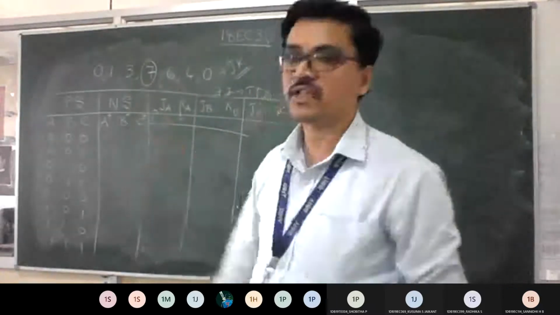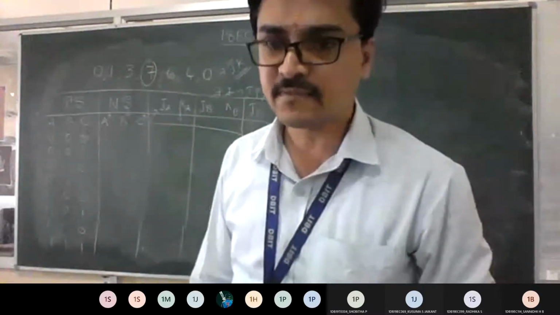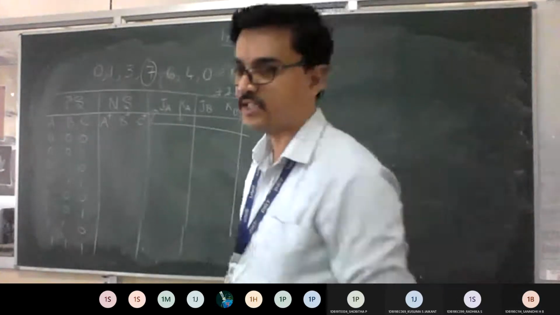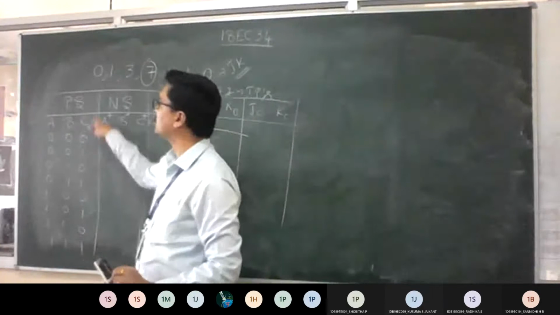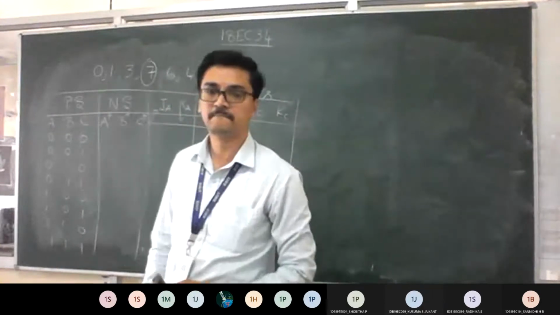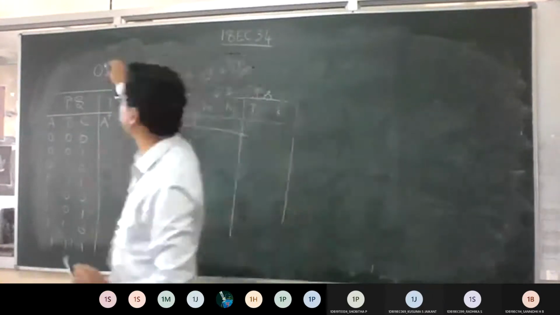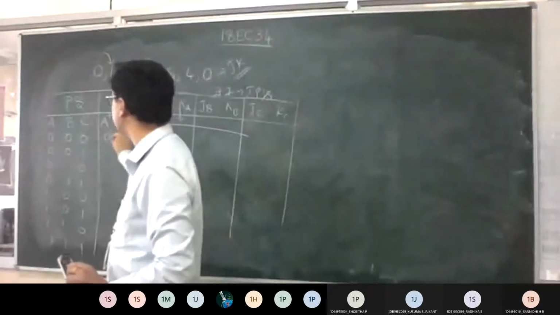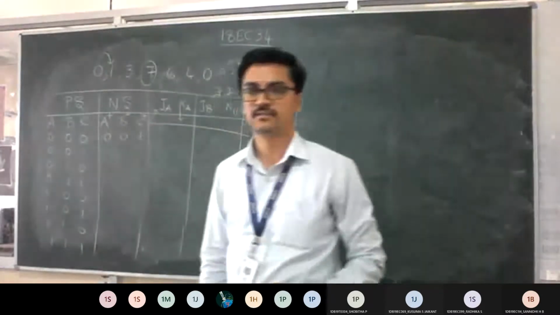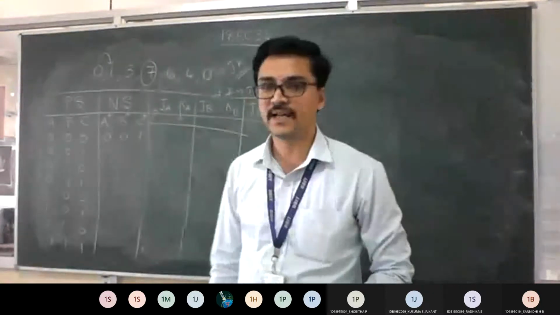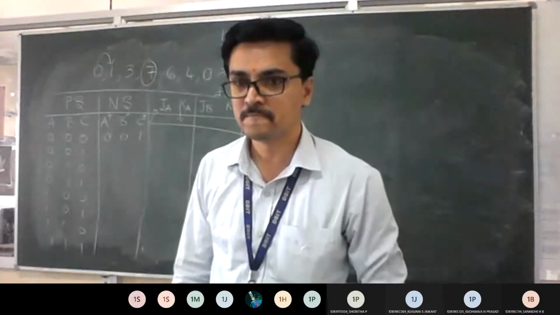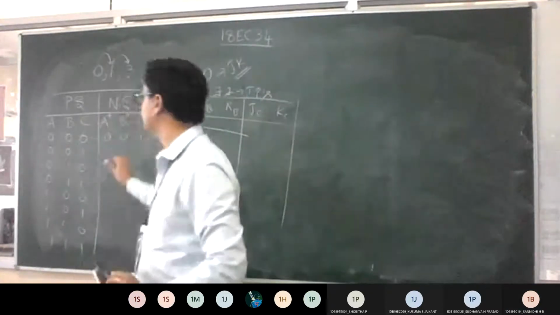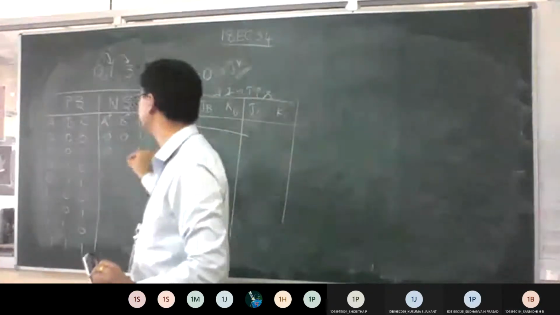Tell me, for 0 state, what is the next state? 1. For 0 as the present state, what is the next state? 1. So you can look here. For 0, you need to have 1 as the next state. Fine. If it is 1, then 3. Good. So for present state 1, the next state should be 3.